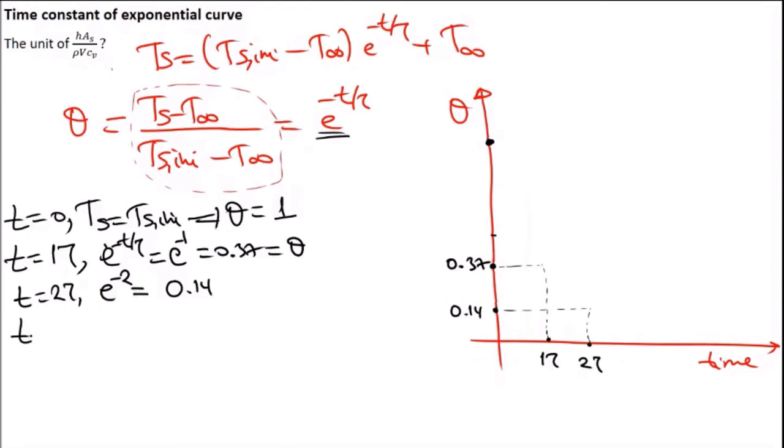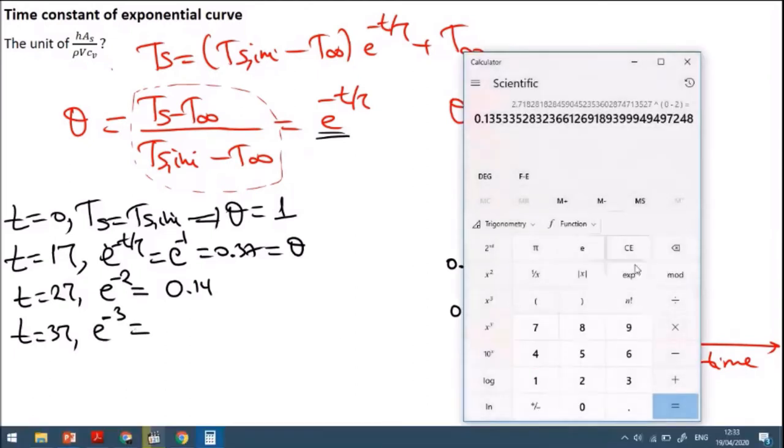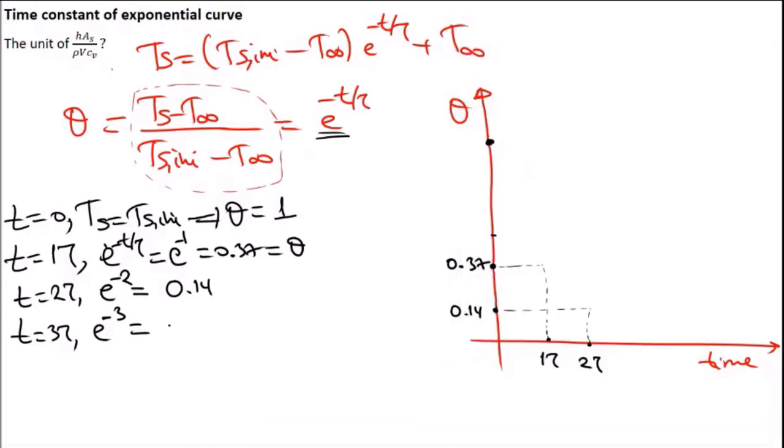Then I say that t is equal to 3 tau. You will have e to the power of negative 3, let's find it, again the exponential to the power of negative 3. You will have 0.05. Half of it is 0.07, and it will be around here. This 3 tau is 0.05. I show the dots here, so you will have points like this one.